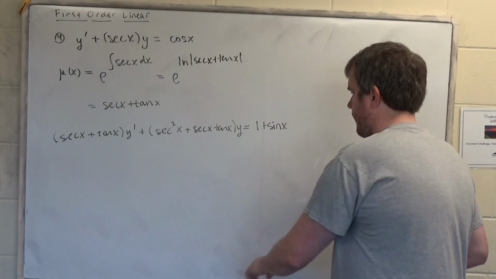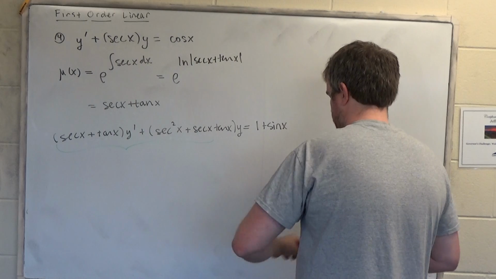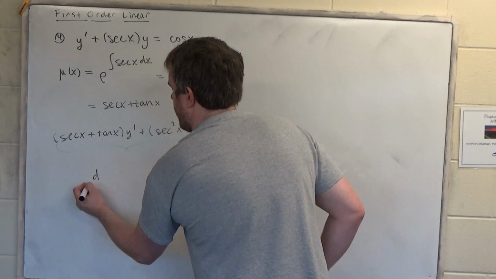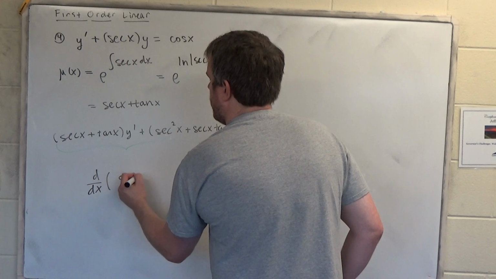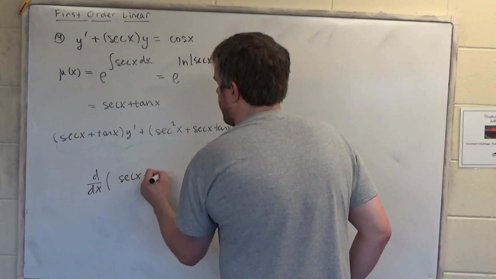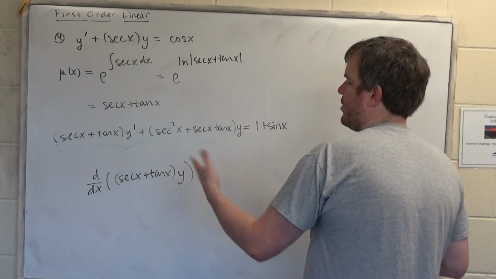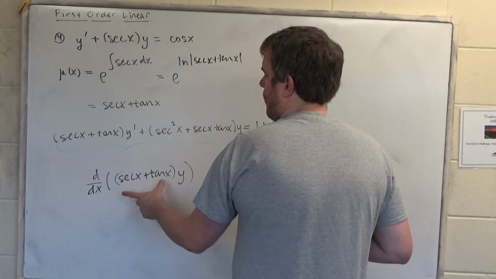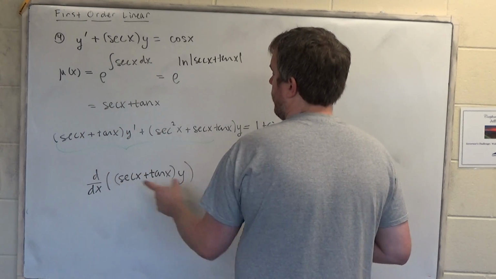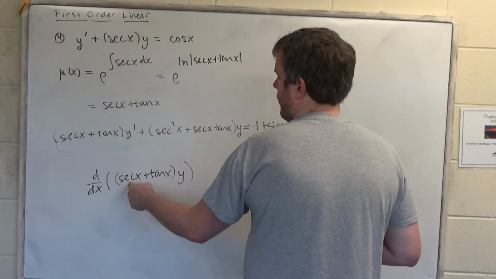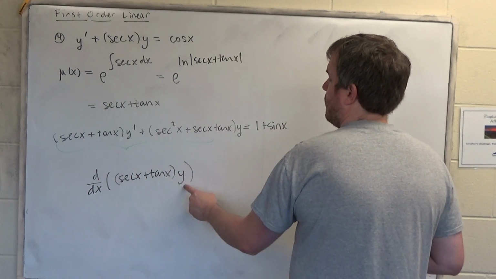Now it might be hard to see, but the left-hand side is still a product rule. In this case, it's secant x plus tangent x times y. It's easiest to check going backward. To do the product rule, it would be this term times the derivative of that, which is right there, plus the derivative of this one, which is secant tangent plus secant squared. That's right there, times y.